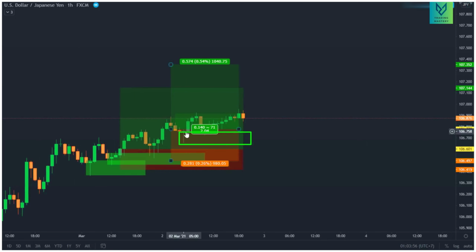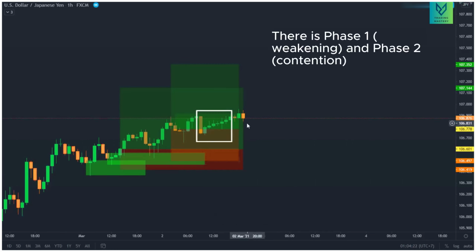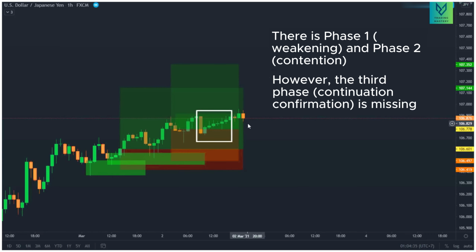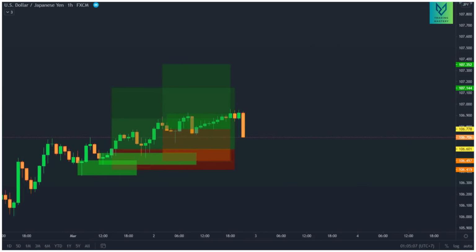This area could potentially serve as a buying zone for us. However, we can observe these candlesticks appearing during a phase of weakening selling pressure in phase 1, and phase 2 represents a period of contention between the buying and selling sides through these small candlesticks. However, it lacks a confirming element of ongoing trend continuation through a candlestick displaying the strength of the buying side. Hence, this point is not yet tradable.